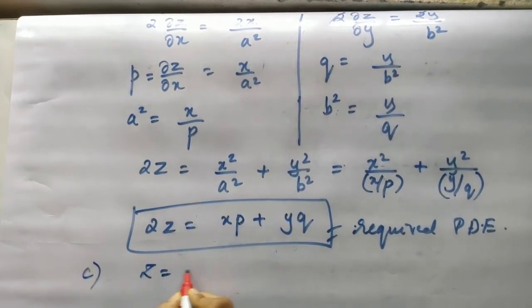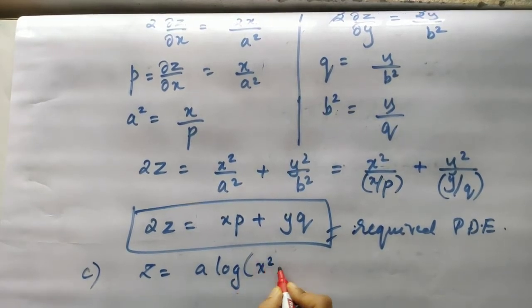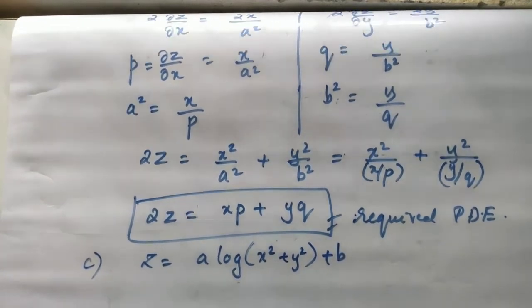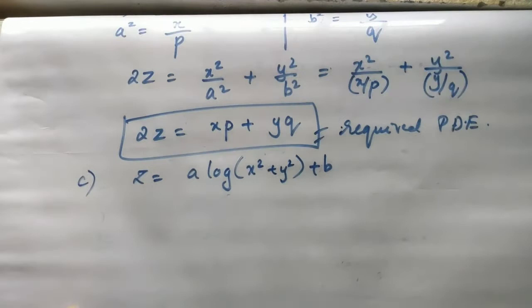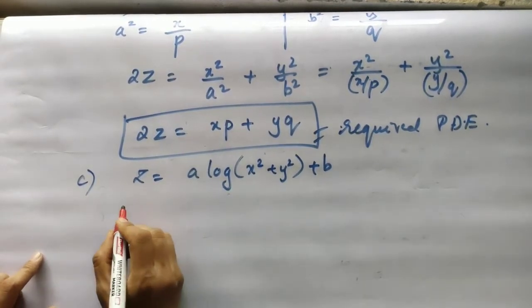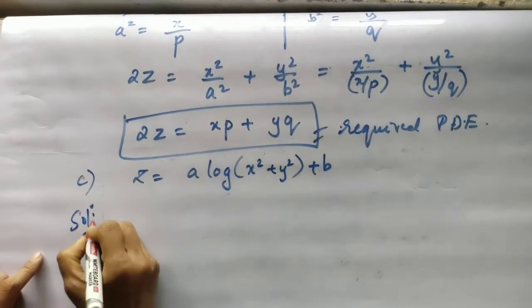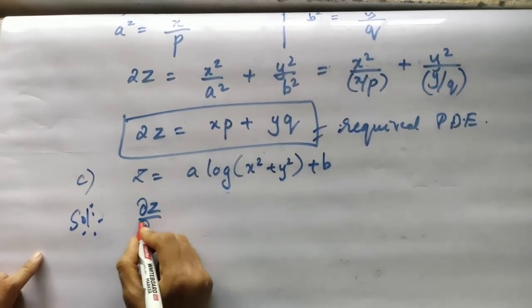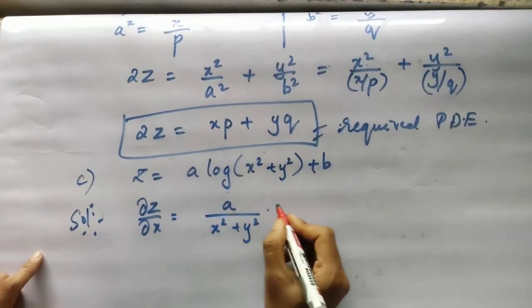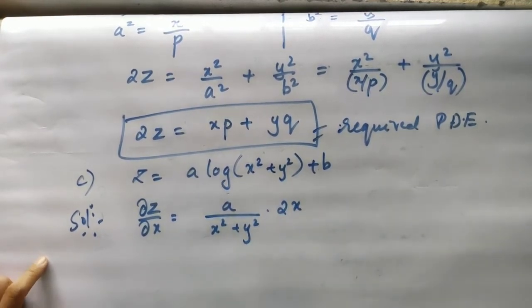Say z is equal to a into log of x square plus y square plus b. So we have to eliminate the constants a and b from this. This is the next equation. Okay, so let's solve this problem now. Let's differentiate this with respect to x and y partially. Solution. Yes, so dou z by dou x will be what? A divided by x square plus y square into 2x, right?